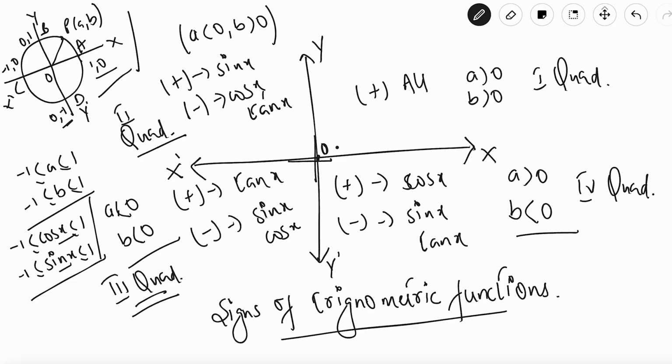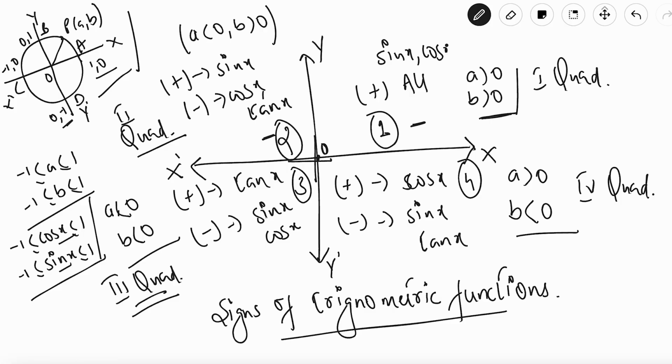Now quadrants, as we have seen, when these horizontal and vertical lines intersect at a point here O, it divides this entire region into 4 parts. This part is the first quadrant, this part is the second quadrant, this region becomes the third quadrant, and this region becomes the fourth quadrant. Now in the first quadrant, the values of a and b both are greater than 0. So sin x, cos x, and along with that tan x as well, are positive in this first quadrant. When we move to the second quadrant, a is negative, but b is greater than 0 here.